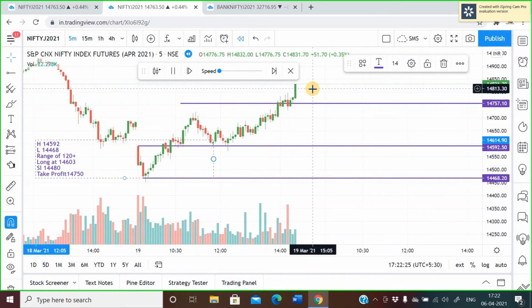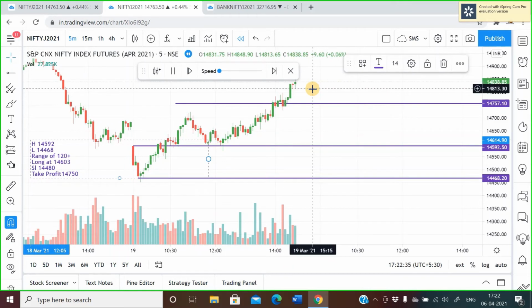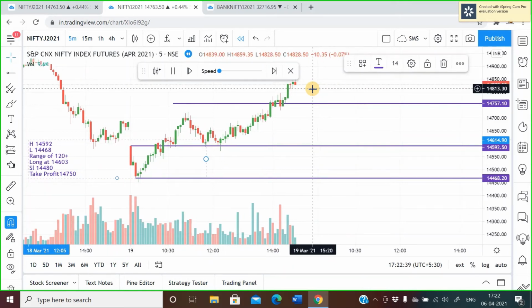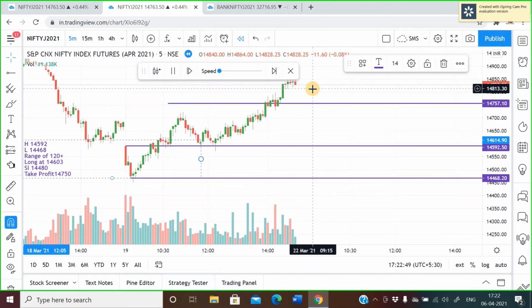See now, this is another 70 odd points from where our target was. So that's the beauty of this strategy. If you can actually use it with very good risk management, I'm sure you'll make a good amount of money. But I request people who are not familiar with technicals, I would suggest avoid ranges greater than 100. That's my advice.